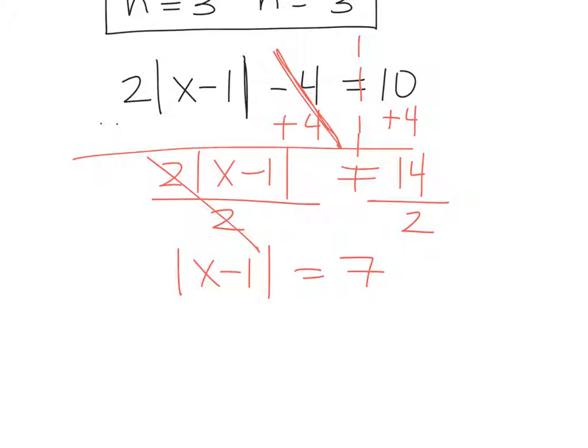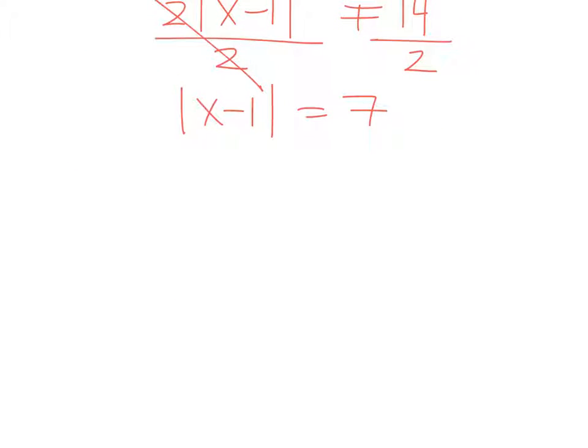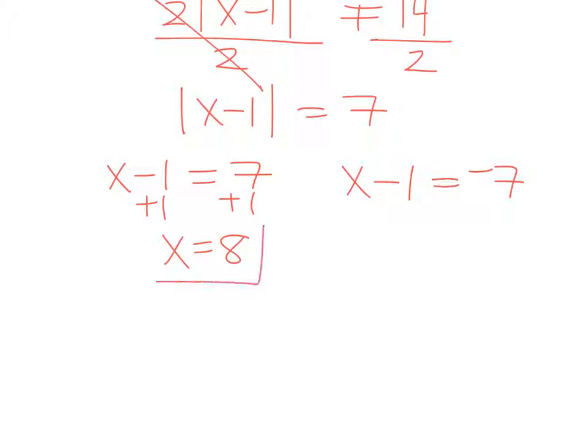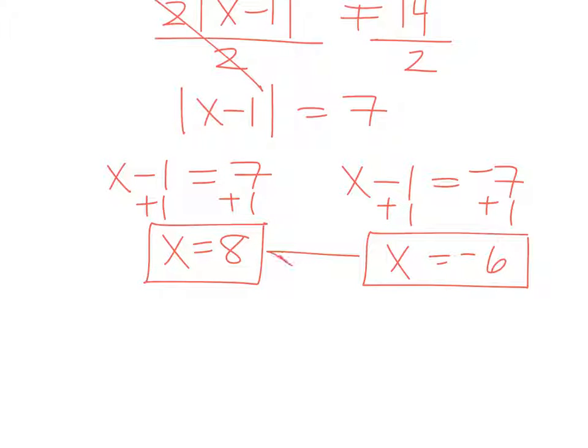Have I isolated my absolute value? Yes. So now what do I have to do? How many times? 2 equations, right? As soon as absolute value is by itself, you write your 2 equations. So x minus 1 equals 7. What's the other one? X minus 1 equals -7. So you solve that. +1, x could be 8. Or +1, x can be -6. So those are your 2 answers.